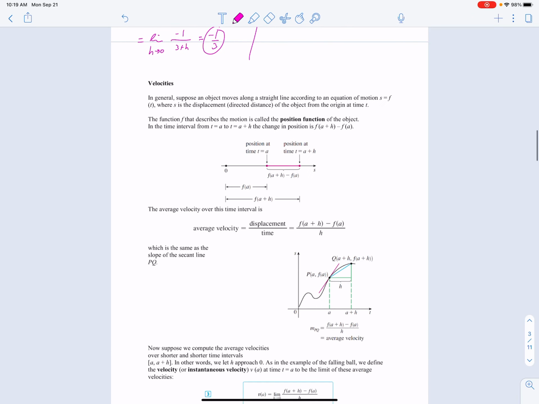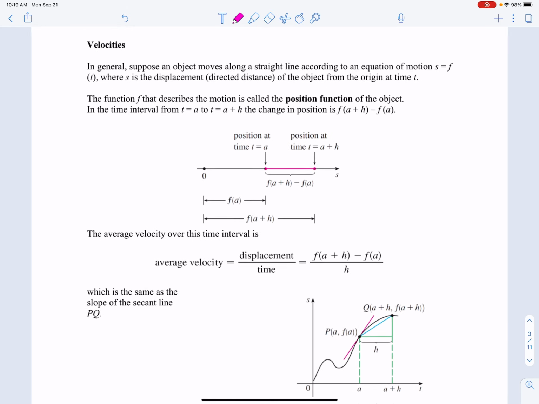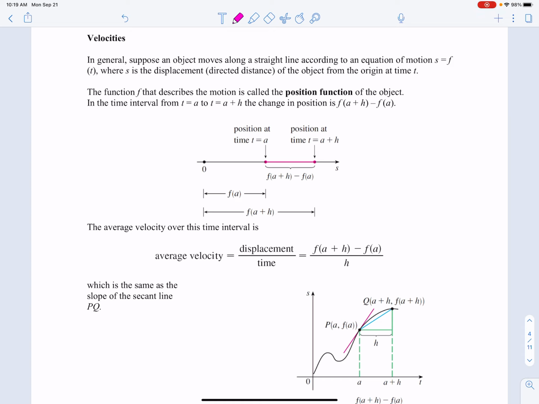Practice those types of problems. You will see these on the exam. Very important. All right, velocities in general. Suppose an object moves along a straight line according to an equation of motion s equals f of t.